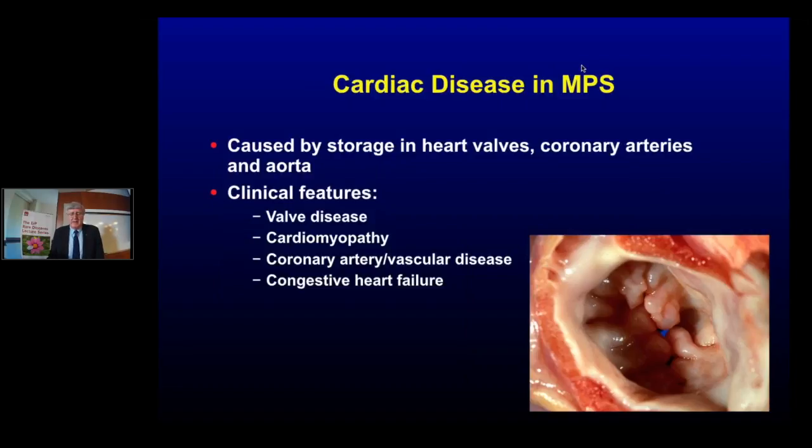On the right-hand side here is a valve from an MPS 1 patient post-mortem, showing how thickened and abnormal that valve is. These valves should be just paper-thin leaflets, and it's hard to even recognize which valve that is. All this can result in both cardiomyopathy and, if untreated, congestive heart failure.